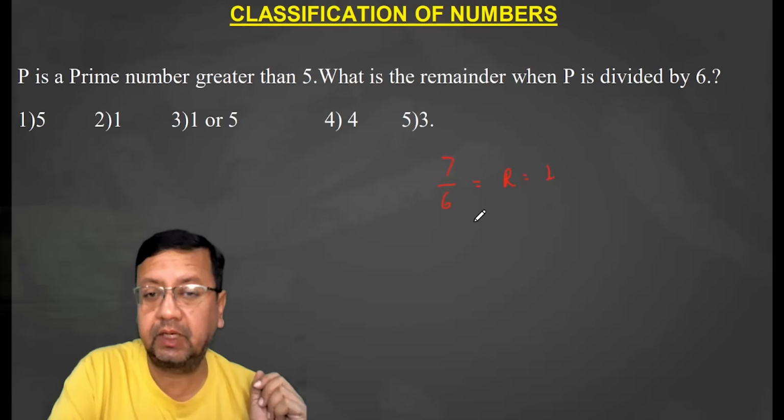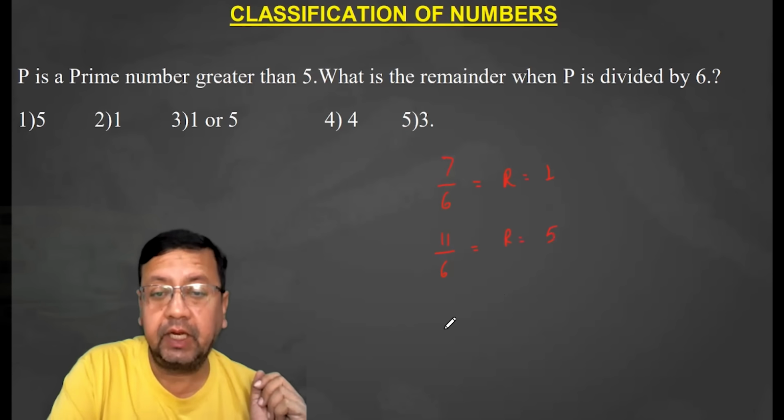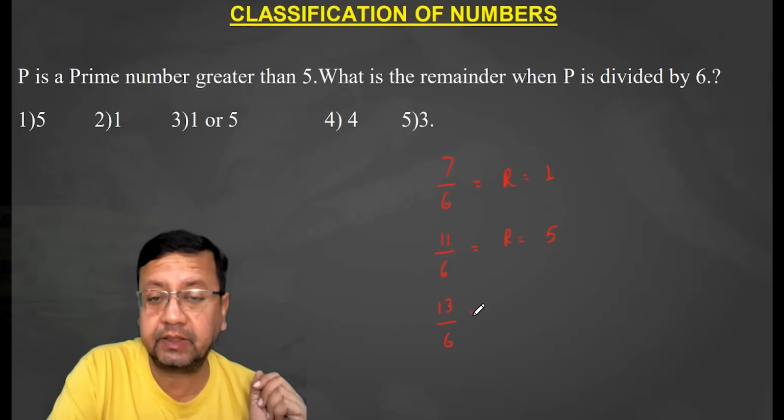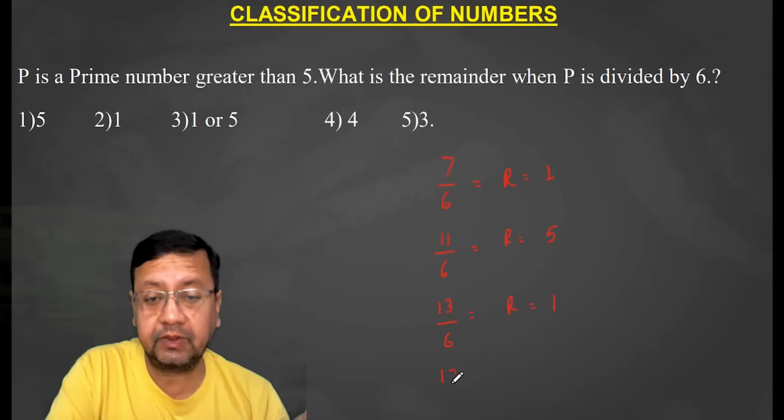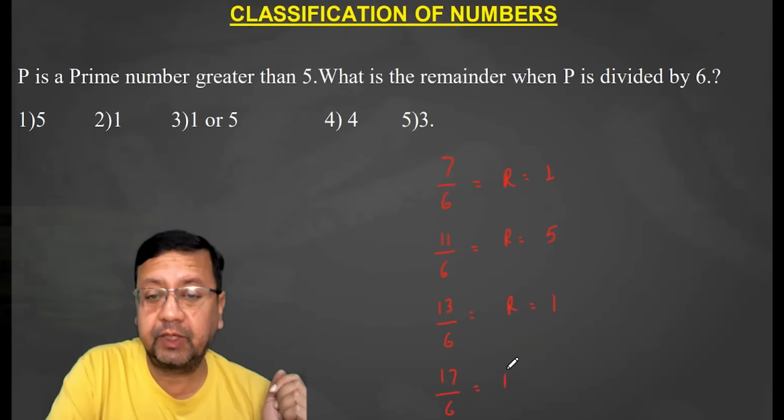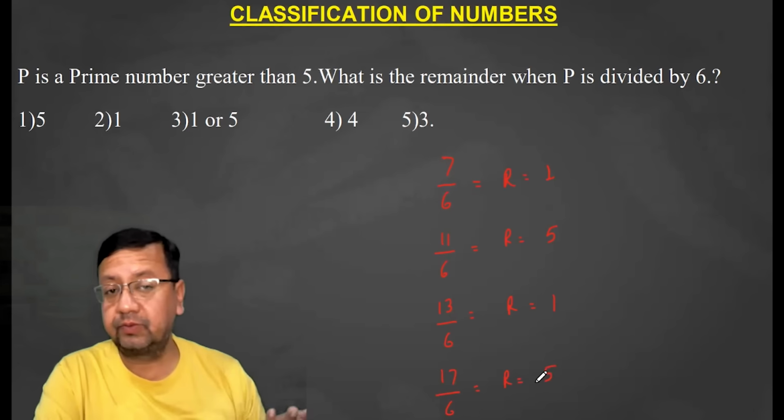1. Right? If you are taking 11, 11 divided by 6, what is the remainder? 5, right? If you are taking, say, 13, 13 divided by 6, what is the remainder you are getting here? 1, right? Suppose you are taking the number 17, 17 divided by 6, what is the remainder you are getting here? 5. So, what's the answer?